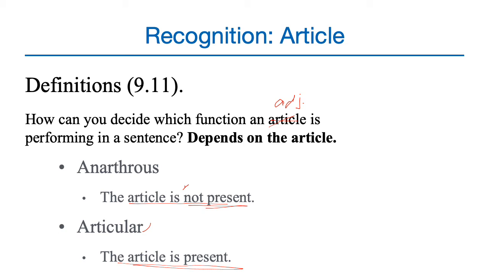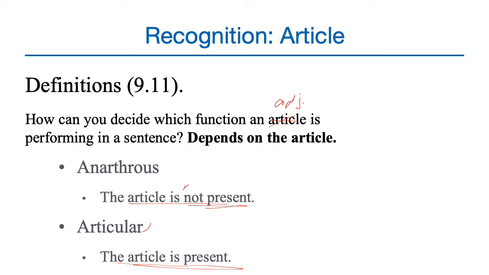Now, when you come to recognizing adjectives, you look at the article to know how that adjective is functioning. You can decide which function an adjective is performing in the sentence. How you know depends on the use of the article.